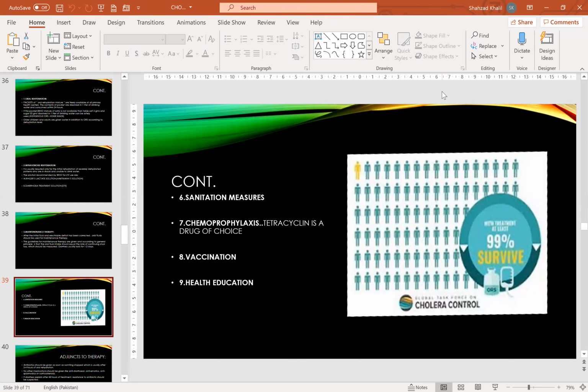Then the sanitation measures, chemoprophylaxis, and tetracycline is the drug of choice. Then the vaccination and health education. With effective treatment, we can reduce the mortality rate and we can save 99% of the cases.